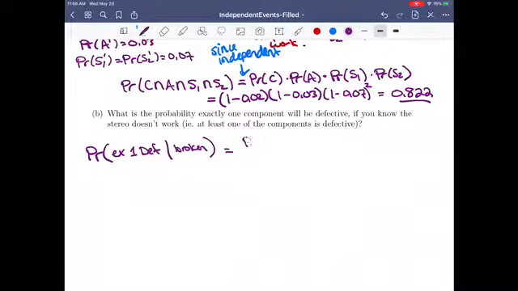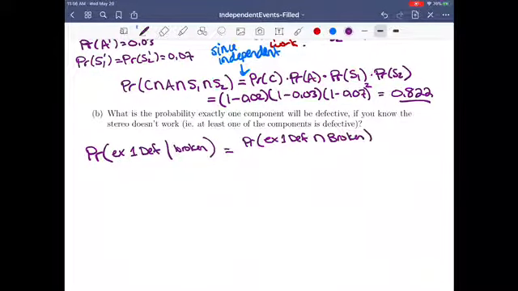Remember we can use the formula: the probability of the intersection divided by the one that we know. So this is at least one defective. Maybe I should have written that above instead of broken. If it's broken, it means that there's at least one defective part.